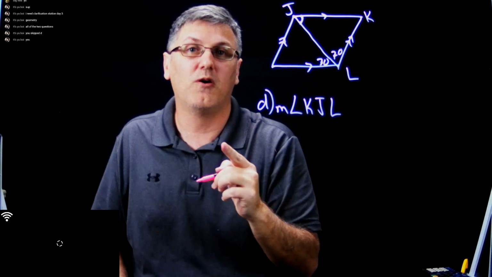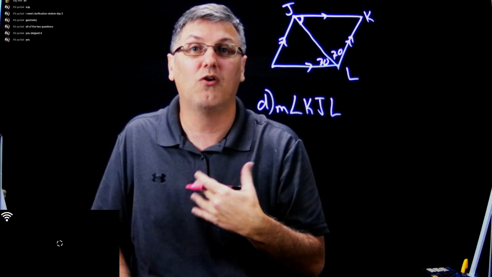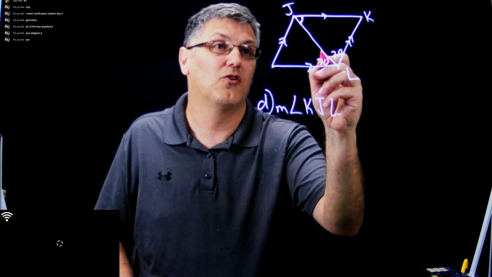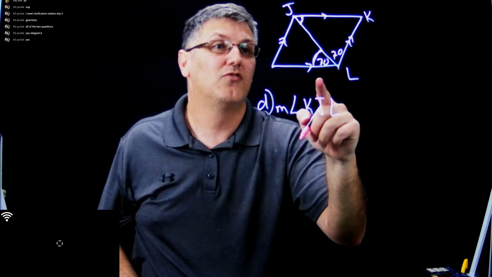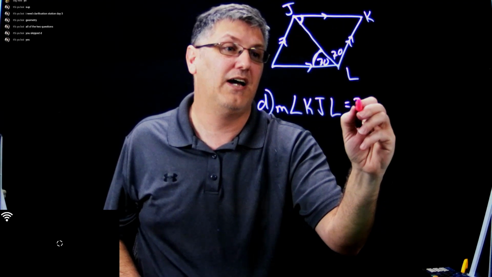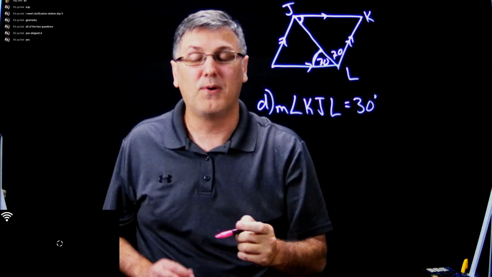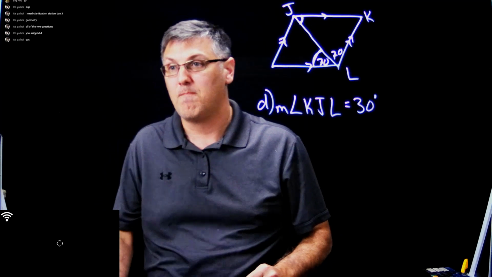If we remember from the section where we did parallel lines cut by a transversal, we know opposite interior angles are congruent. So this angle and this angle are the same. Since this is 30 degrees, this angle KJL has to also be 30 degrees. It's just a parallel line cut by a transversal, opposite interior angles being congruent.